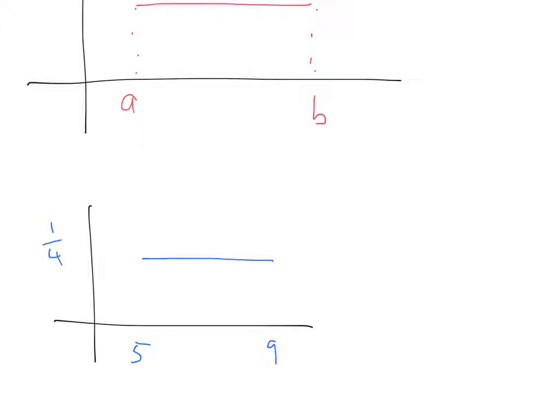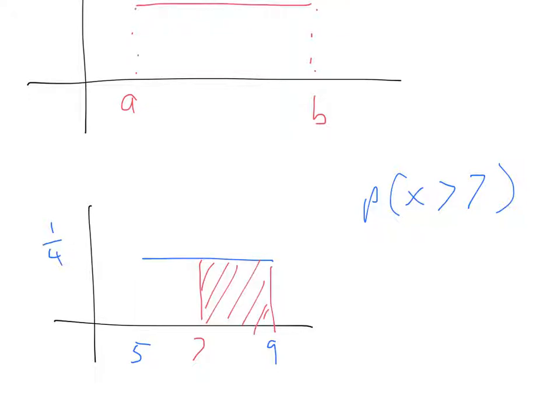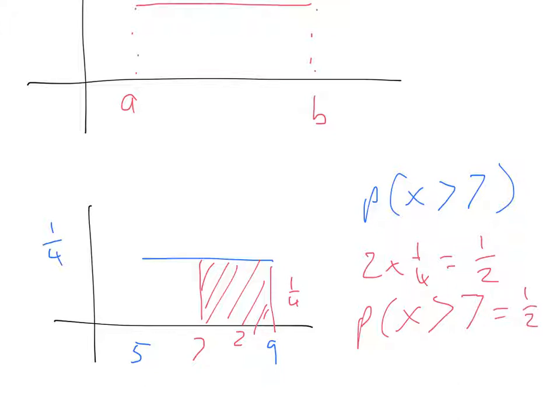And if we wanted to find the probability that x was greater than 7, well, we'd look at this here, we'd say here's 7, here's 9. What's the area of the shape? Well, we've got 2 across and we've got 1/4 up. 2 times 1/4 equals 1/2. The probability x is greater than 7 equals 1/2. Close that bracket. And that's really all there is to it.